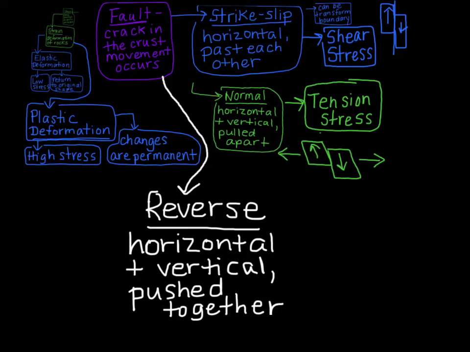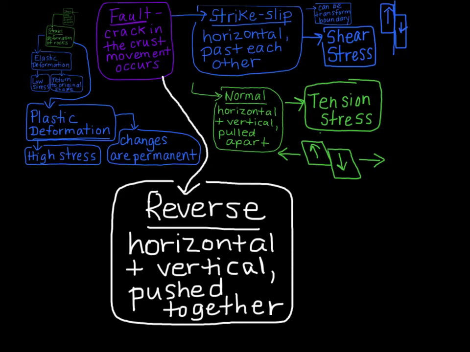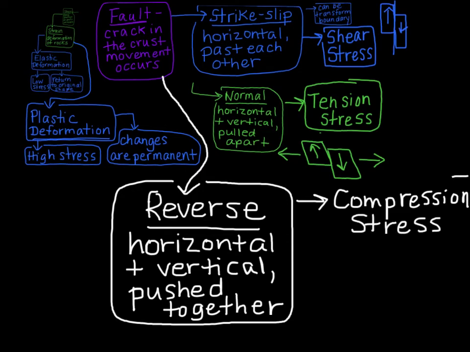A reverse fault is caused when the rocks are being pushed together. This movement is caused not by tension stress, but by something called compression stress. Compression stress occurs when the rocks are being pushed together.